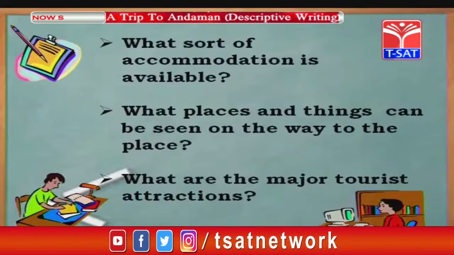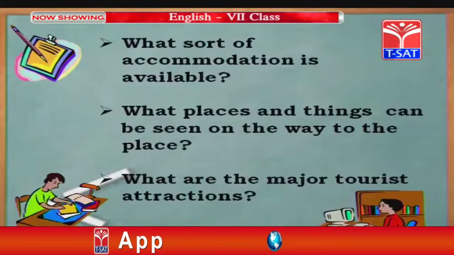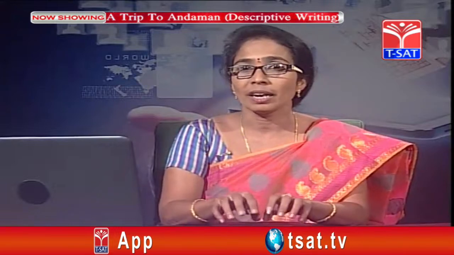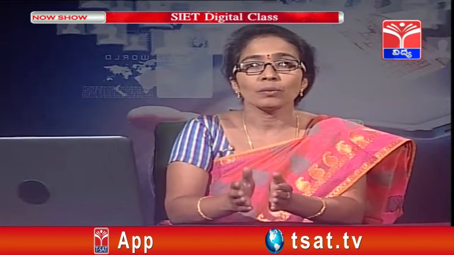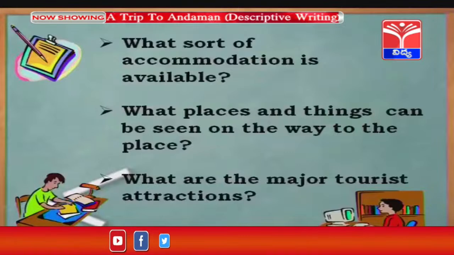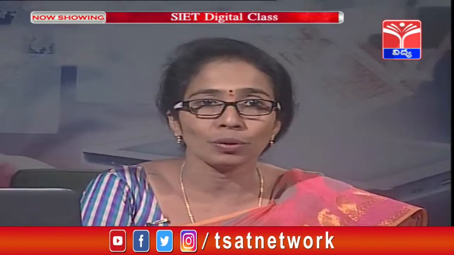And what sort of accommodation is available at the place where you have visited. Are there any private accommodations or any accommodation related to the government or tourism, or do you have to arrange your own accommodation, asking someone, taking tents or arranging it yourself. That has to be made clear, so that they can travel in a well prepared manner, okay. And next, what places and things can be seen on the way to the place? Yes, this is very important.